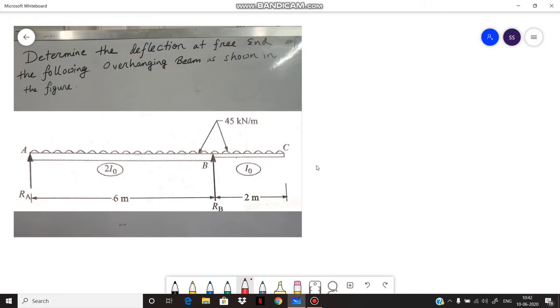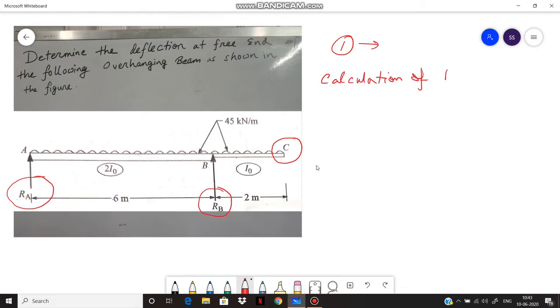In this problem, we are calculating the deflection at point C. To do so, there are certain number of steps that we need to do. So step number 1, we have to calculate the reaction at point A, that is RA, and reaction at point B, that is RB. So the step number 1 is calculation of RA and RB.